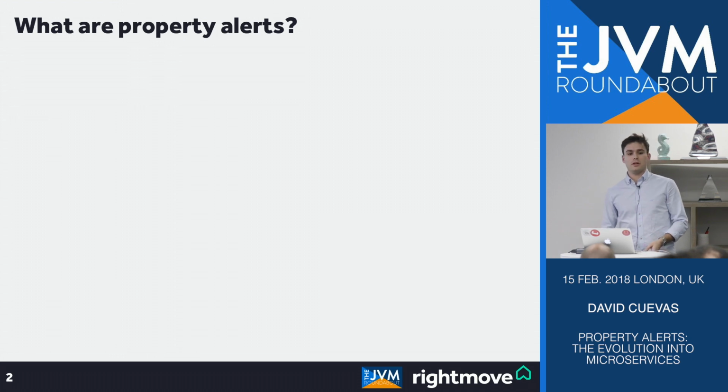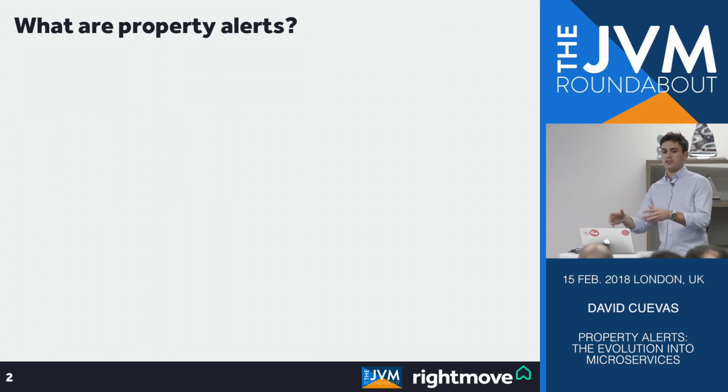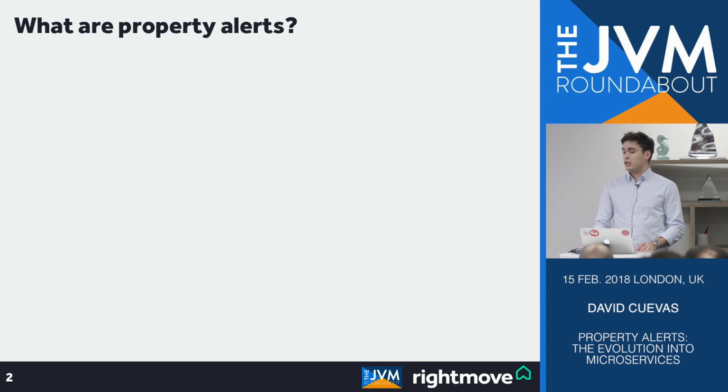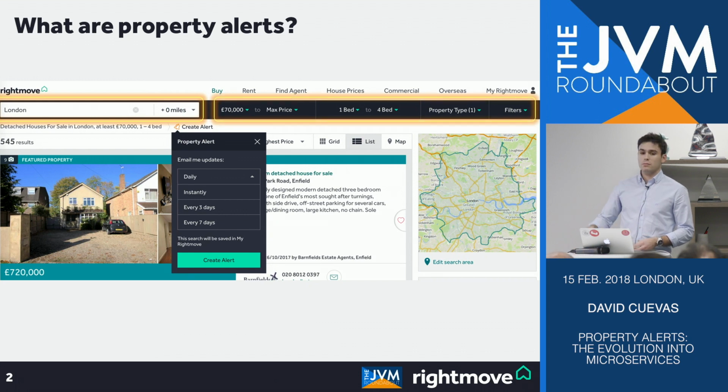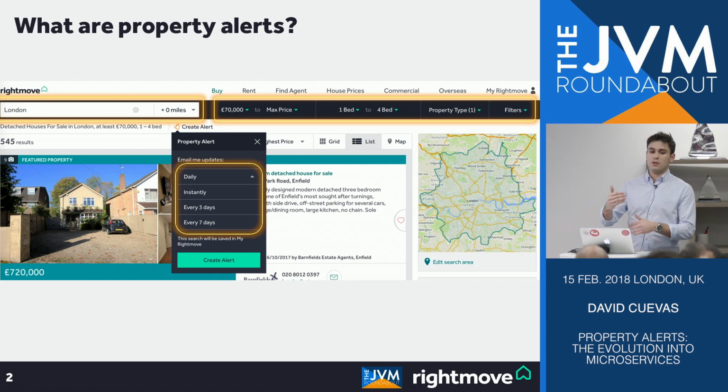A property alert, in our world, is an email that we send to our users with the relevant properties that match each user's searches on our website. In order to save a search, a user just logs into our website and searches for a location plus the radius that he wants to get properties from. He sets up his budget, his number of bedrooms, the type of house that he wants to see, and so on. And then, by choosing the frequency of his alerting, he can just click on create alert, and that's how he's going to start receiving the property alerts.